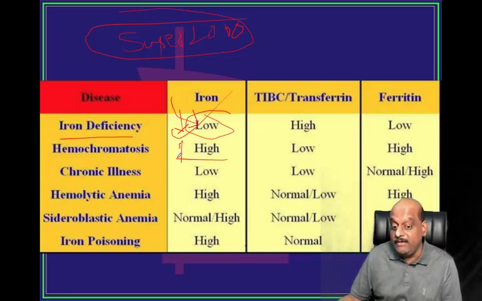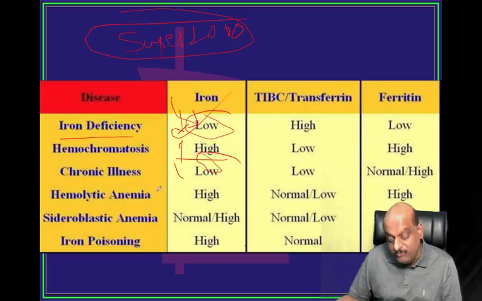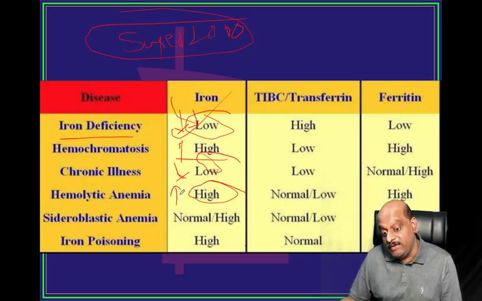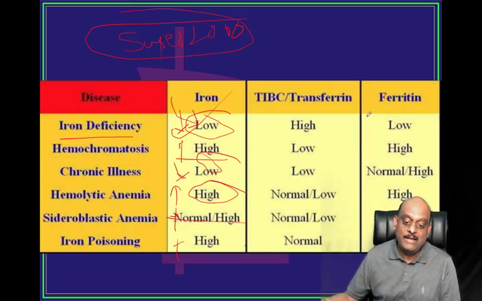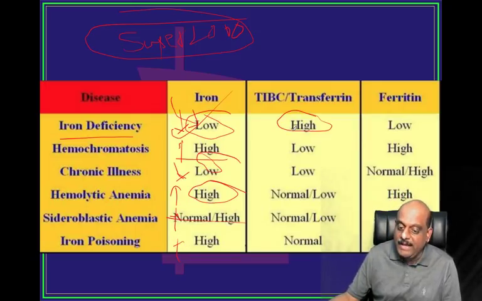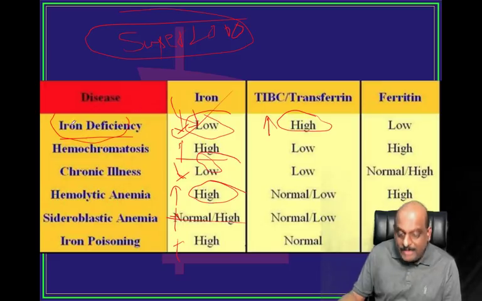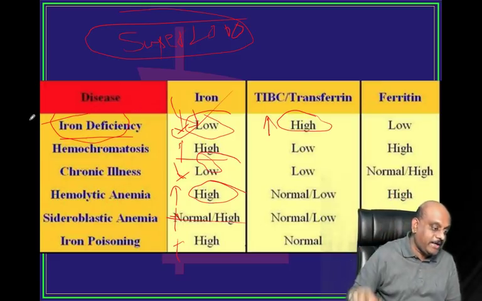आयरन डेफिशिएंसी में आयरन will fall, right? Hemochromatosis में iron will elevate. Anemia of chronic disease, iron will fall. Hemolytic anemia, iron will rise. Sideroblastic anemia, it will rise. Iron poisoning, it will rise. Whereas TIBC rises only in iron deficiency. That is the point you need to catch.